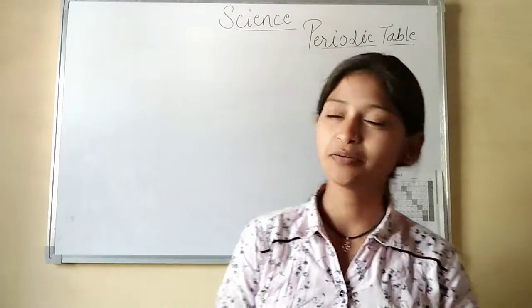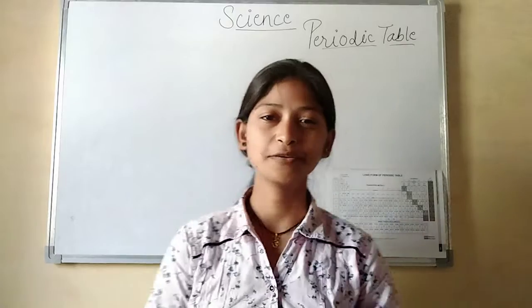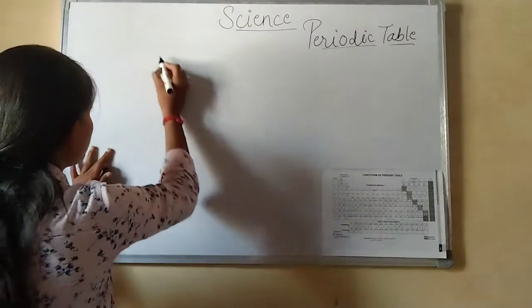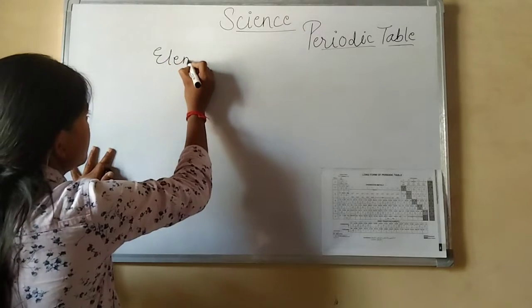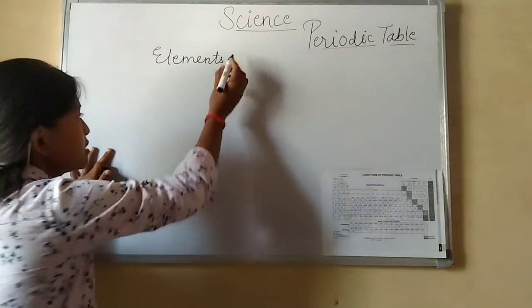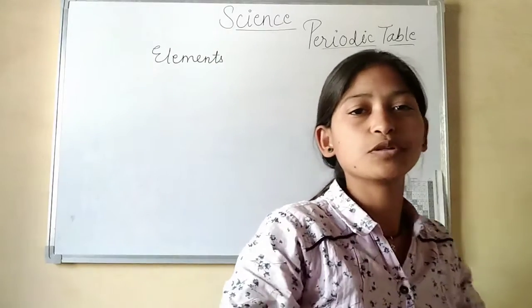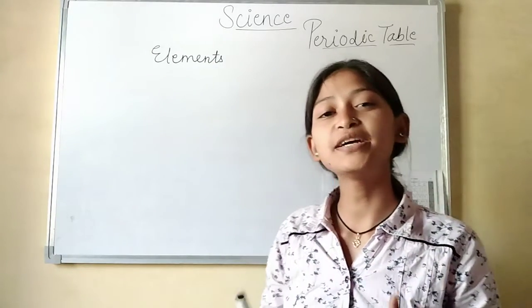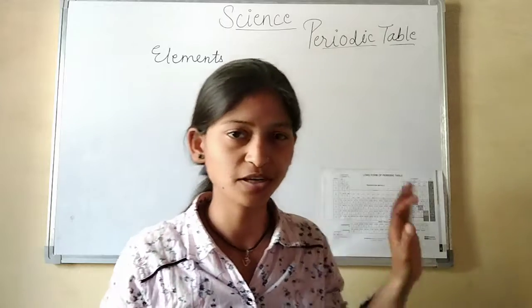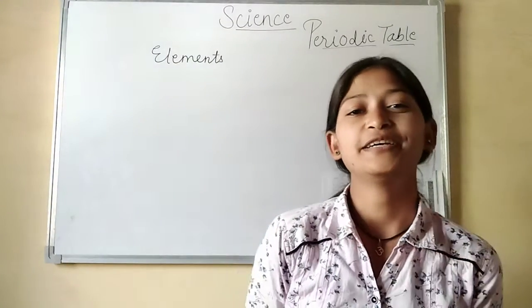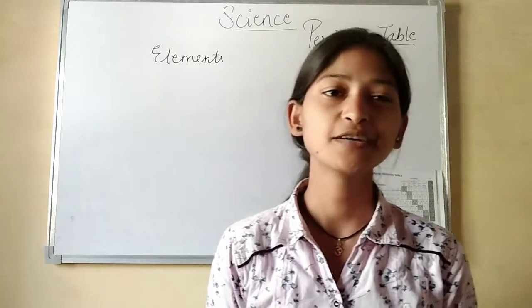So in the periodic table, we will first of all describe the elements. So what are the elements actually? Elements are the substance having the same type of atoms. So the substance in which similar type of atoms are present is called an element. In today's time there are 118 elements present on earth.